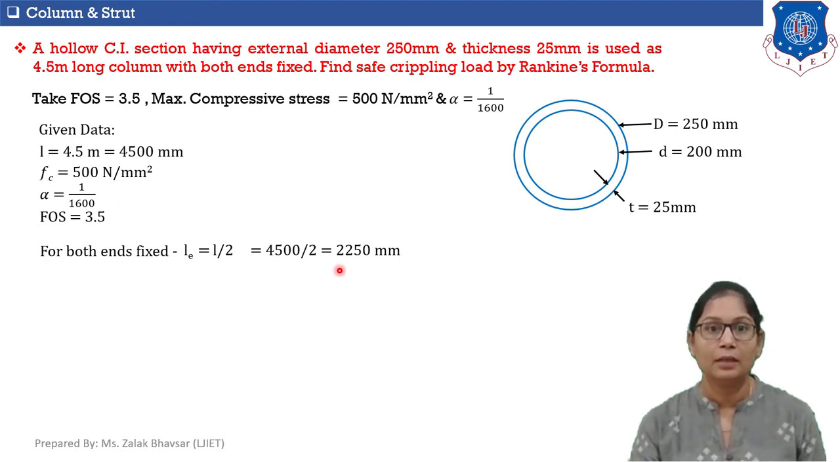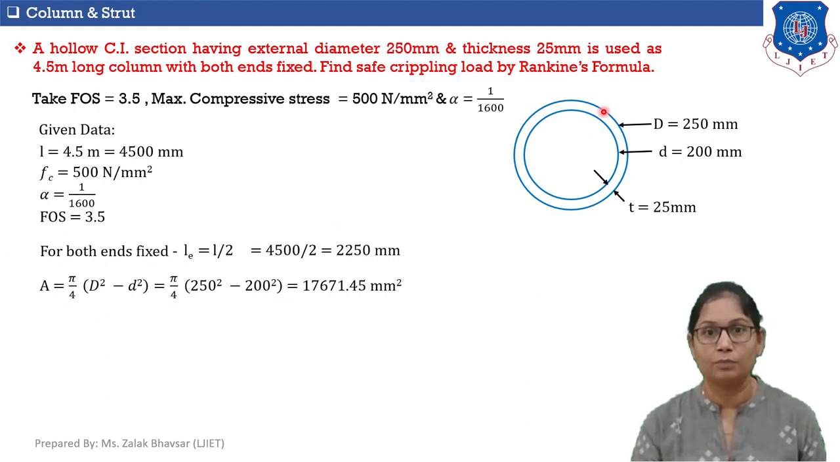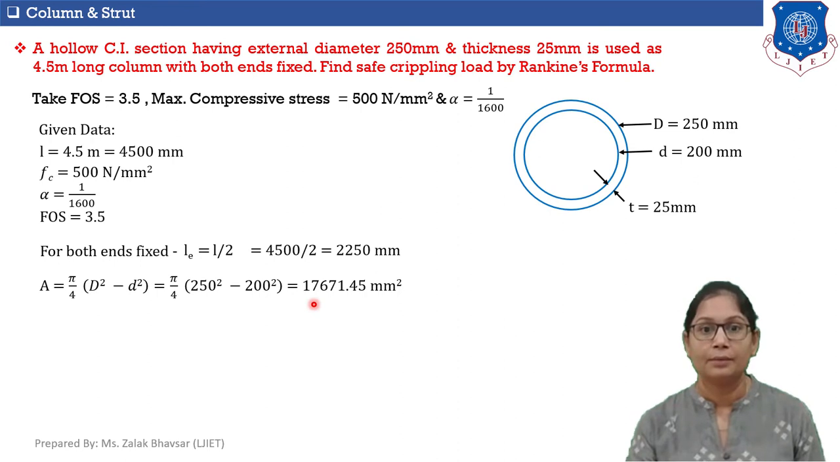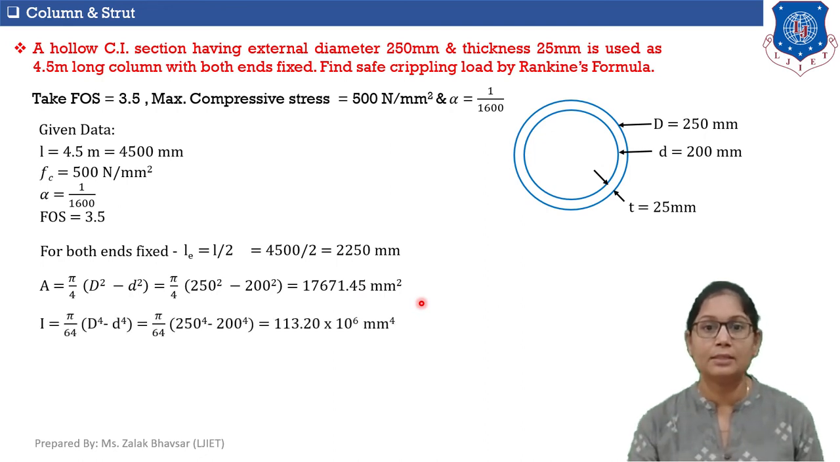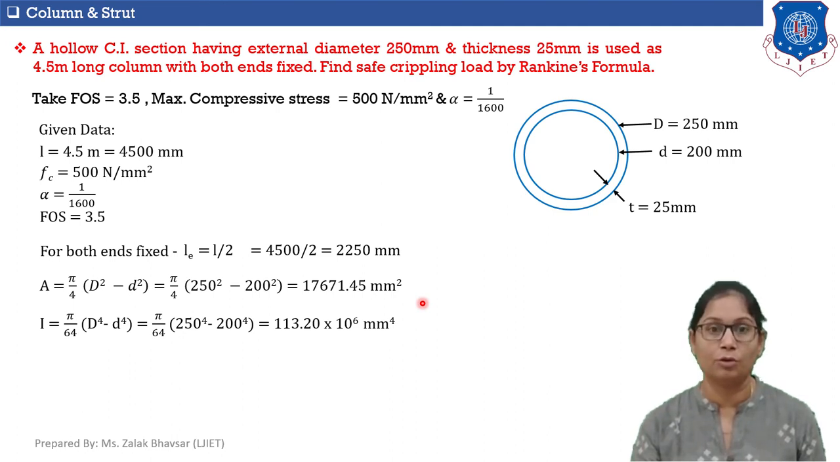Now let's calculate the area of this hollow circular section. The area of a hollow circular section A is equal to pi by 4 into D square minus small d square. Here capital D is 250 mm and small d is 200 mm. So I get the area of this section equal to 17,671.45 mm square. Now let's calculate I. I is the moment of inertia of the circular hollow section.